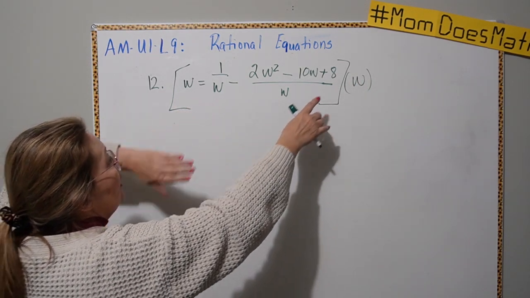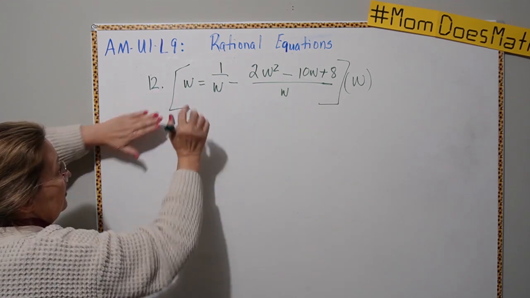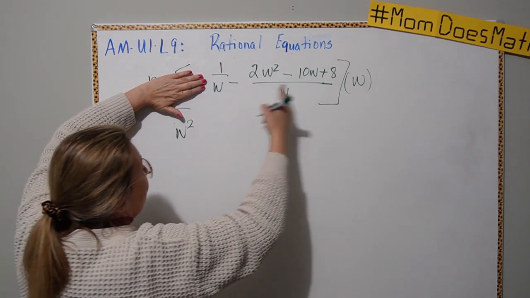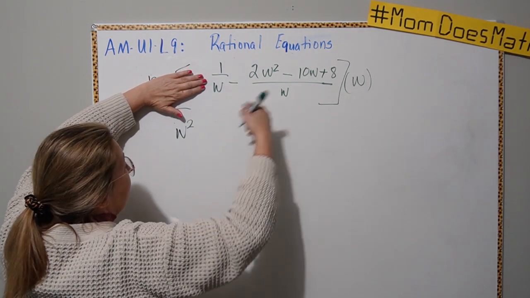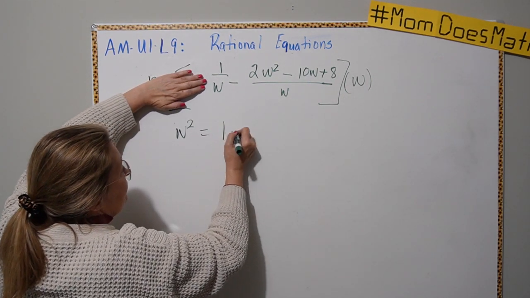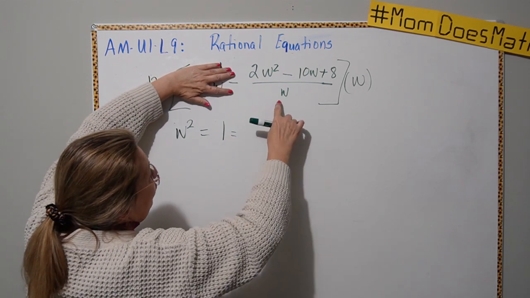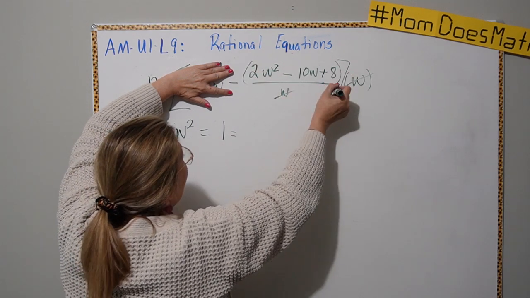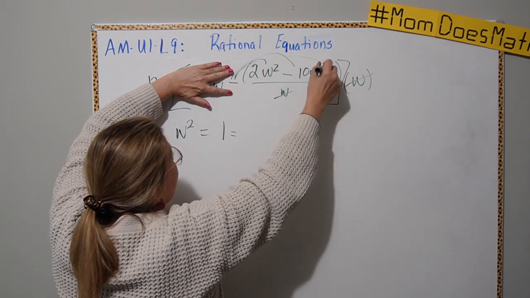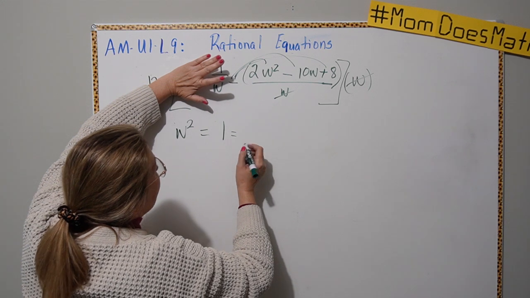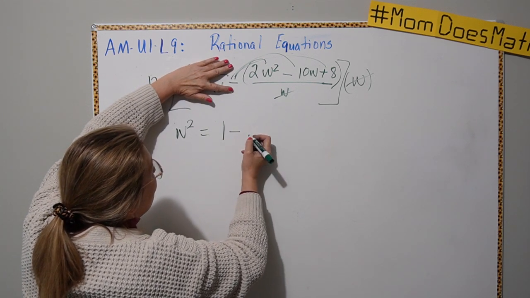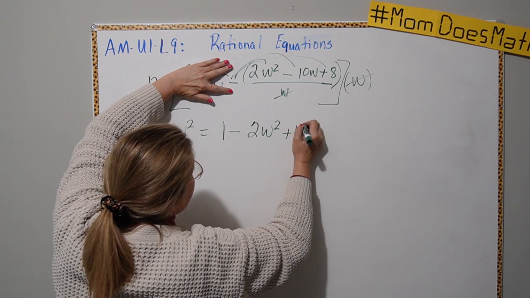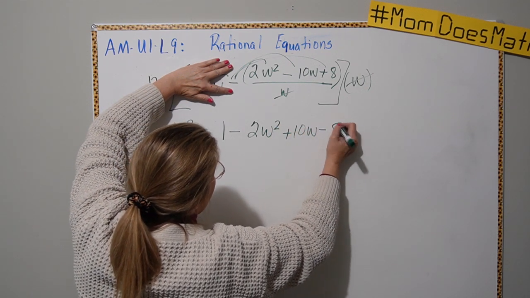They're both W's. Now, W times this W is going to give me W squared. When I multiply 1W times W, the W's cancel out, and I just have 1 left. Now, when I multiply this, the W's also cancel out, but I have to be careful because I need to distribute that minus all the way through there. So that is going to give me 1 minus 2W squared plus 10W minus 8.